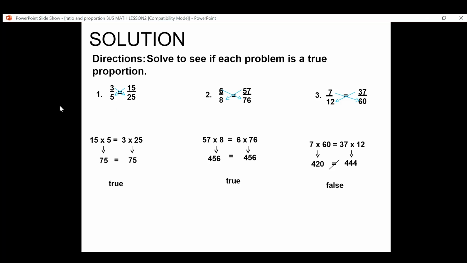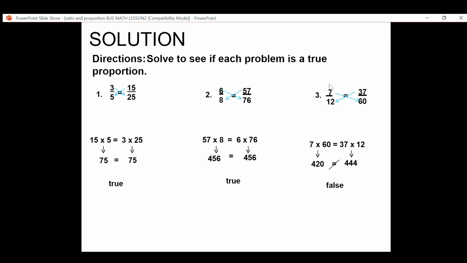So for number 1, we will just cross multiply it. So 3 times 25, that's 75. And 15 times 5 is 75. So number 1 is a true proportion. For number 2, 6 times 76 is 456. And 57 times 8 is 456. So number 2 is also a true proportion.